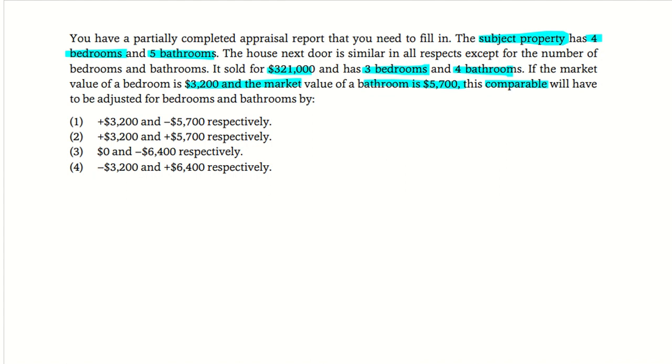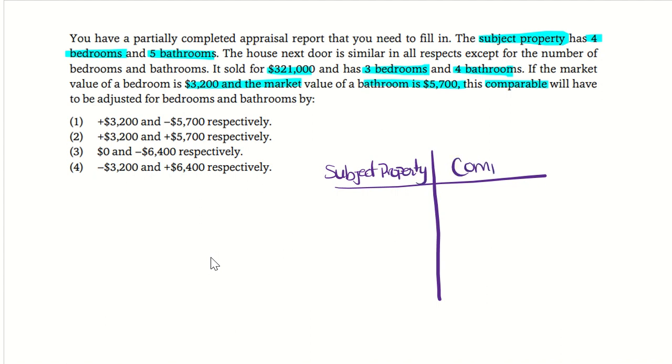So the question only asks about two properties in the market. One is the subject property, which is your main property. And the other is a comparable, the one you will be comparing to make some adjustment. The way I always start is with a T-chart. One side I write subject property. On the other side, I write comparable.